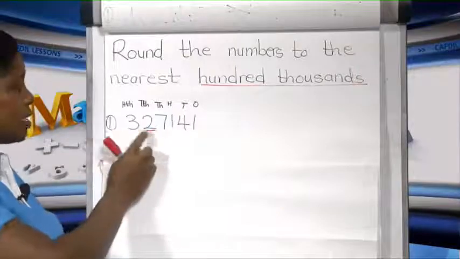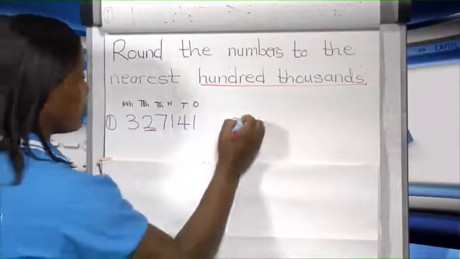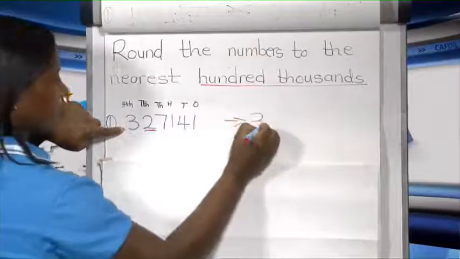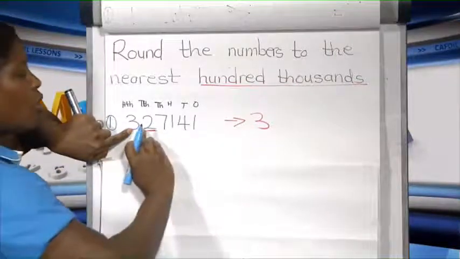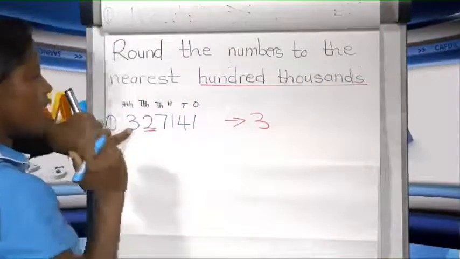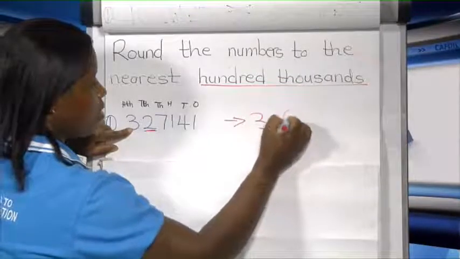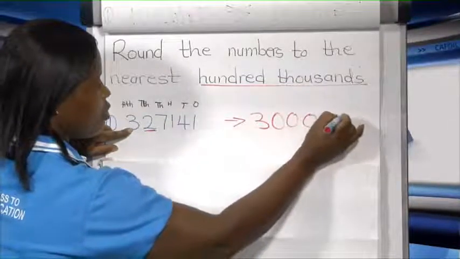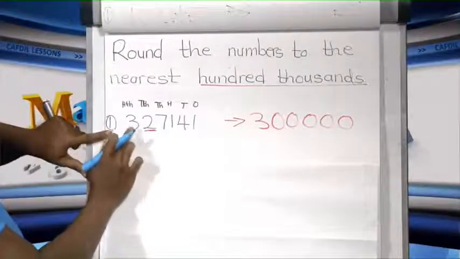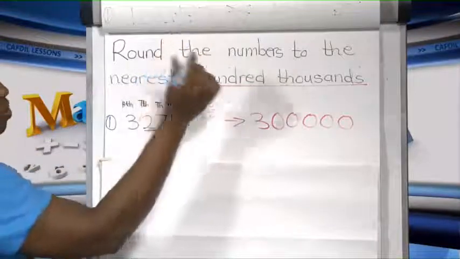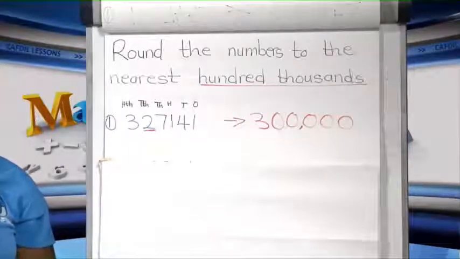So to round this number to the nearest 100,000, you have your 3. This is less than 5. So we assume the rest of the numbers to be zeros. 1, 2, 3, 4, 5. Rounding this number to the nearest 100,000, we're going to have 300,000.